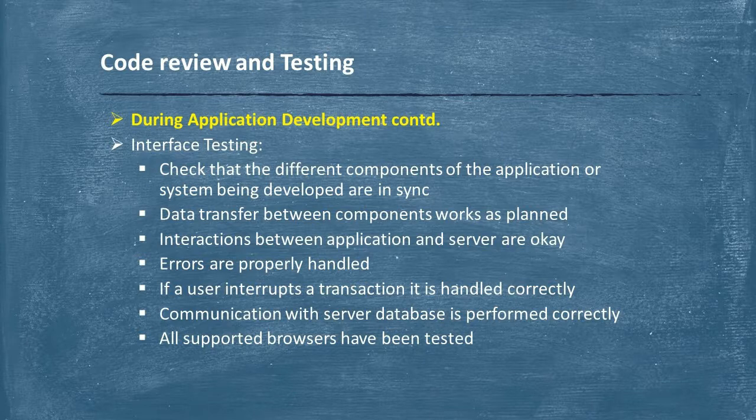If the user interrupts a transaction, whether it is handled correctly. For example, one operation has got two transactions. Let us suppose a person is paying $1,000 to another person. From the first person's account, $1,000 is to be deducted, and it has to be credited to the second person's account. Now, if the $1,000 has been deducted from one account, but at this point of time we interrupt, then it should credit that amount back, that is, roll back. So that needs to be tested.